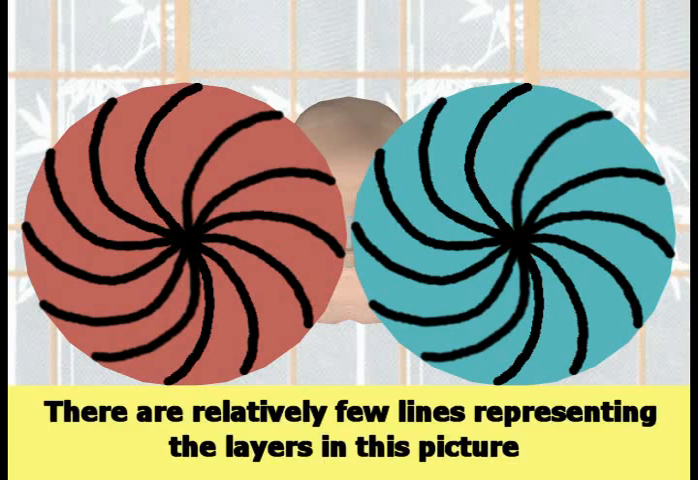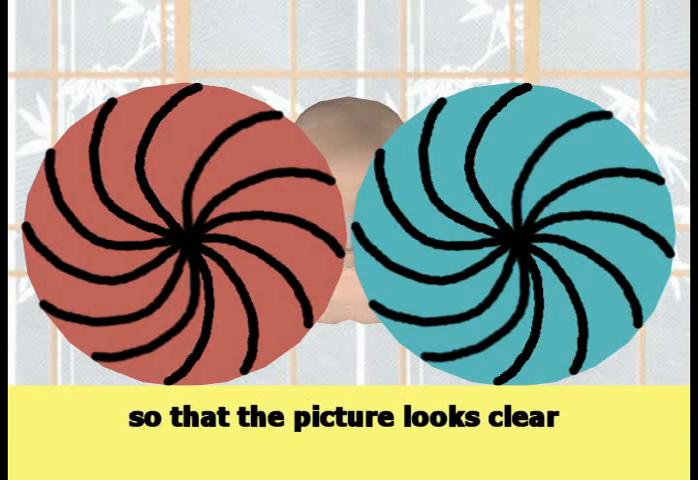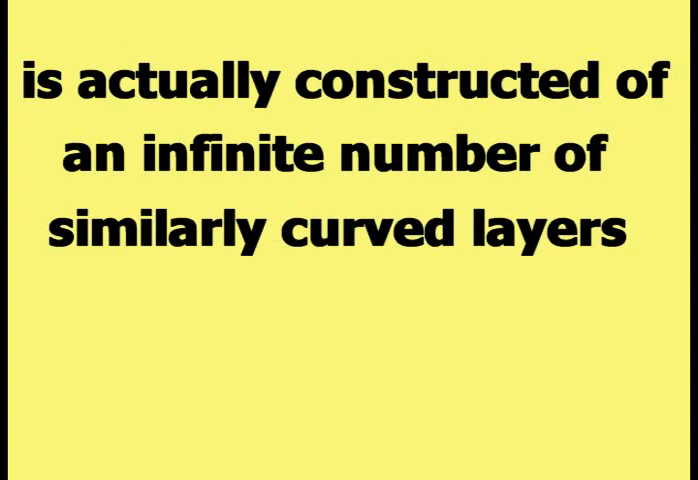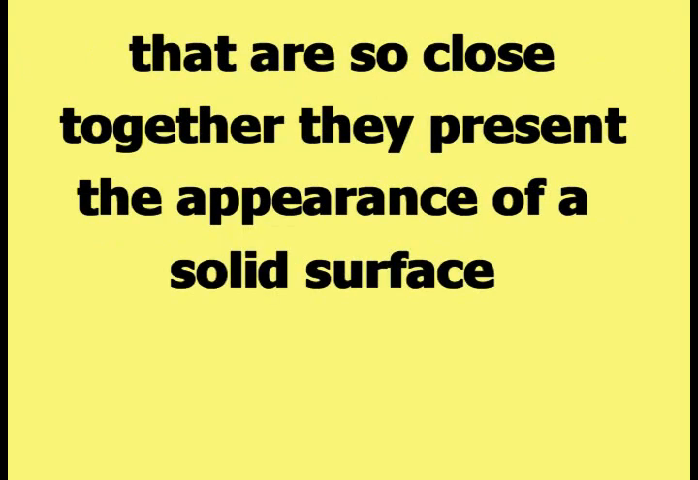There are relatively few lines representing the layers in this picture, so that the picture looks clear. Each cylinder of the double-cylinder view of the human body is actually constructed of an infinite number of similarly curved layers that are so close together they present the appearance of a solid surface.